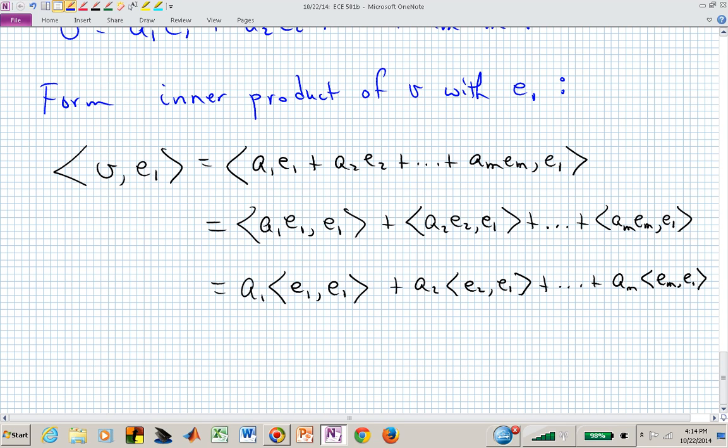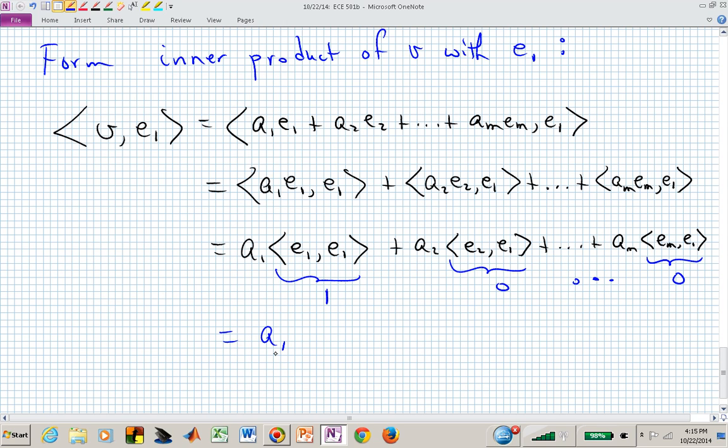and now we can use what we know about this orthonormal basis and what that means. An orthonormal basis says that each of these vectors are pairwise orthogonal. And the only time that you have a non-zero result is when you're taking the inner product of one of these basis vectors with itself, meaning this first piece in this example where V is inner product with E1, the first inner product is 1, and all the others are in fact 0.